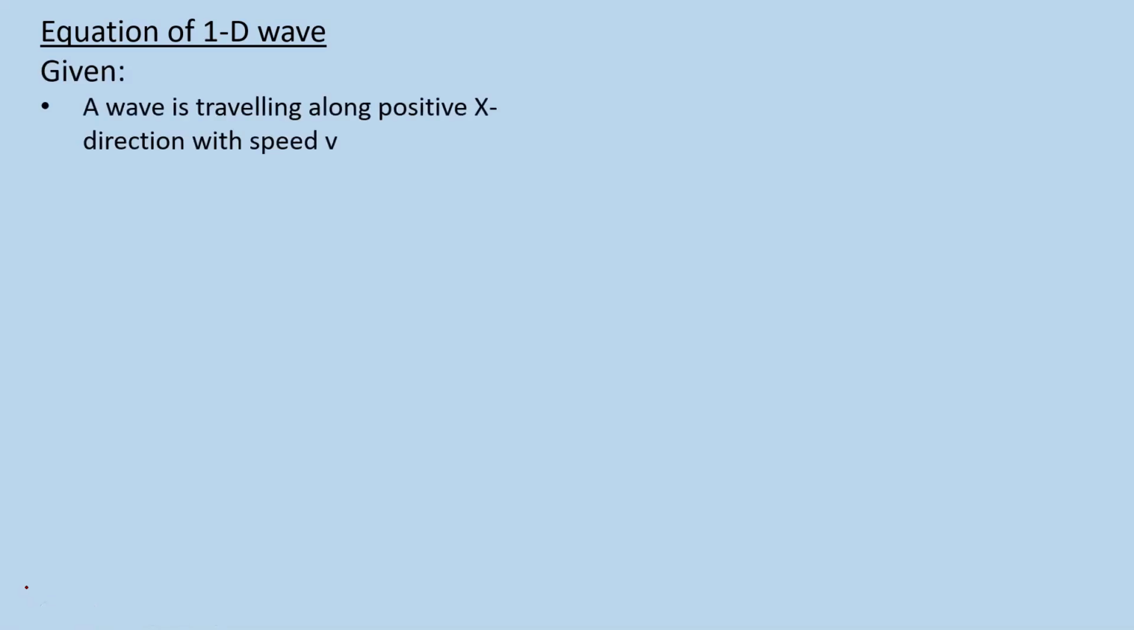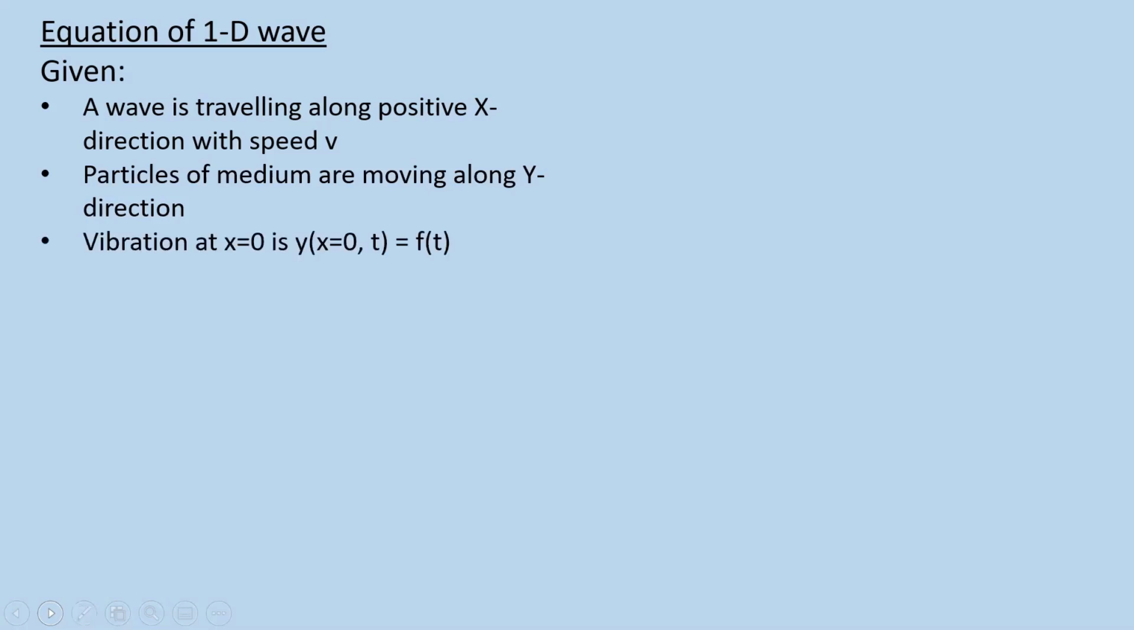Another way to write the equation of the wave is if we know the equation of a vibration at a point and the wave velocity. So what is given now? Again, the wave is traveling along the positive x direction with speed v, the particles of the medium are moving along the y direction, and the vibration at x equal to 0 is y(0, t), that is some function of t. So we know only the motion of one particle, that is at x equal to 0, as a function of time. That could be SHM or any other kind of motion. So we have to find the equation of the wave in the same way.